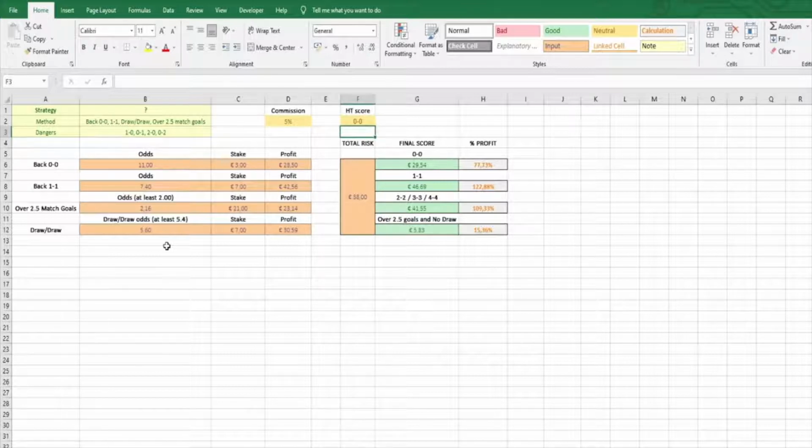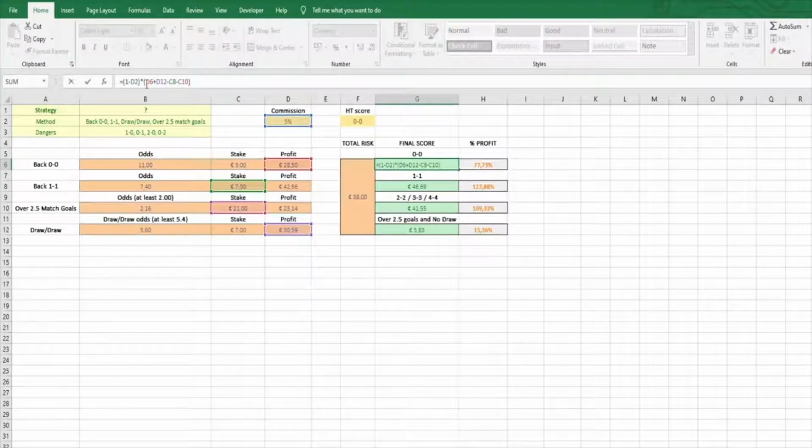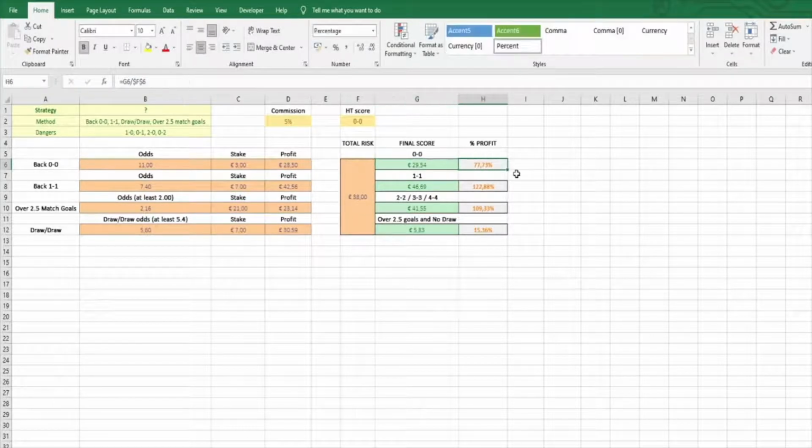So first, if it's 0-0, so if the game ends in a goalless draw, then the profit would be 29.54. It takes into account that we lost on 1-1, lost on over 2.5 goals, but we win on draw, right? Because 0-0 is draw. So if you see my formula, it's D6, which is the profit for 0-0, plus D12, which is the profit for draw, minus the stakes for C8 and C10. That gives us 77.73% profit.